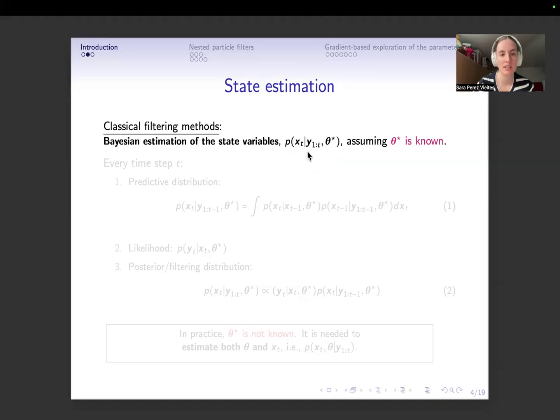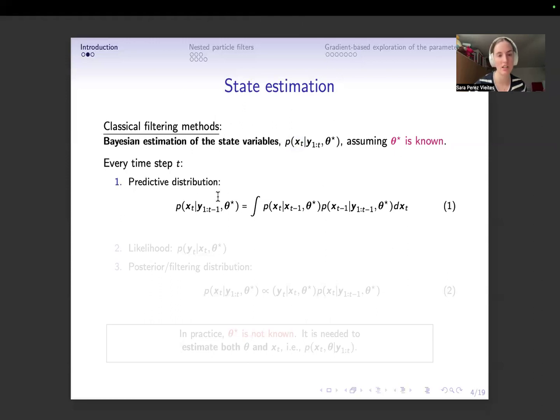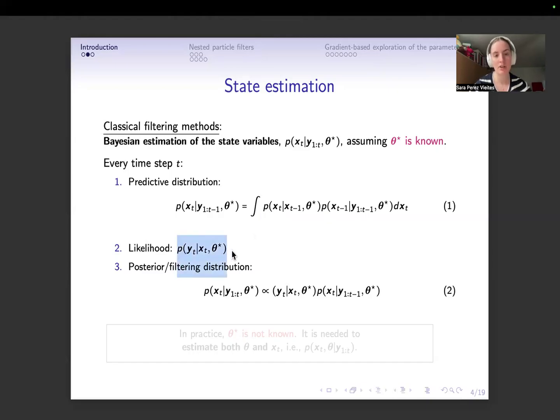At every time step, they compute two main things. The first is the predictive distribution, that is the PDF of the current state, xt, conditional on previous observations up to t minus 1. For this, basically what we need is to have available the previous posterior distribution that we computed at the previous time step, and we need access to the transition PDF, which is actually described by the state space model. So we have everything we need available. And once we obtain a new observation, we can evaluate the likelihood and update the predictive distribution into the posterior one, okay?